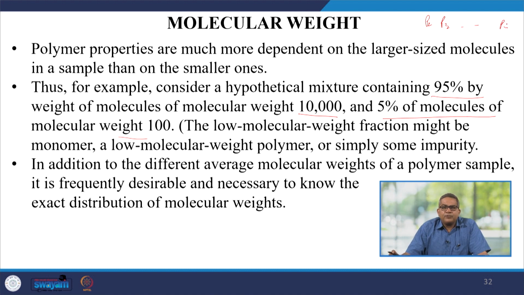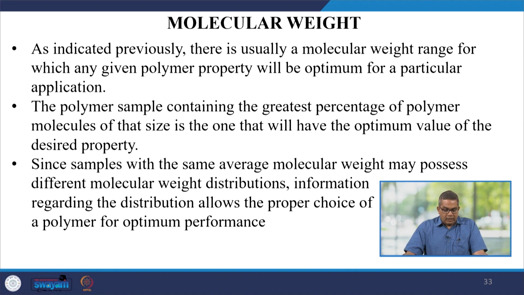In addition to the different average molecular weights of a polymer sample, it is frequently desirable and necessary to know the exact distribution of molecular weight. We have already discussed that there is usually a molecular weight range for which any given polymer property will be optimum for a particular application. So, you cannot go on increasing the molecular weight, because some of the properties may get reduced or sometimes the processability may be very difficult.